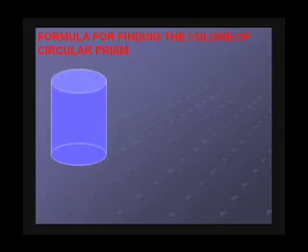We are now going to look at finding the volume of the circular prism. Notice that this shape here is cylindrical and the cross section is circular. The radius of this prism is 5 meters. The radius of a circle is half of its diameter.